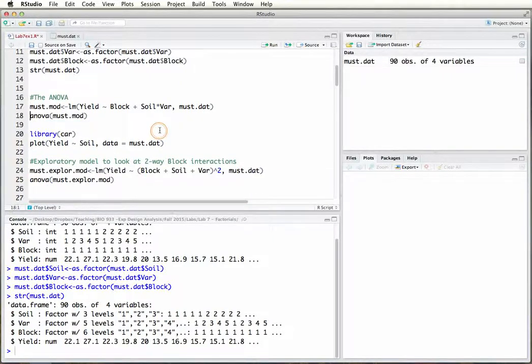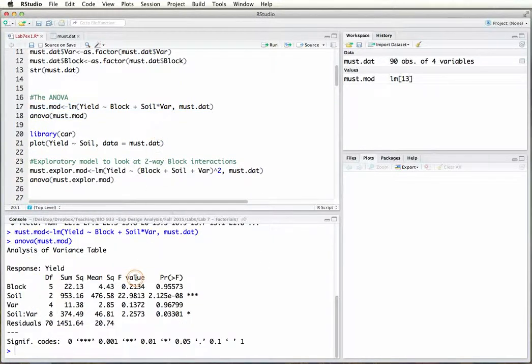So that's the model. We run the ANOVA, and here's the table that we get. We see, in fact, that our soil star variety actually was shorthand for 3 different lines: the main effect of soil, the main effect of variety, and their two-way interaction.